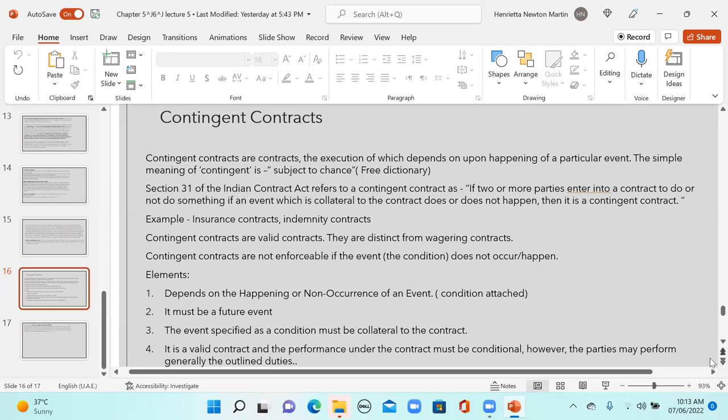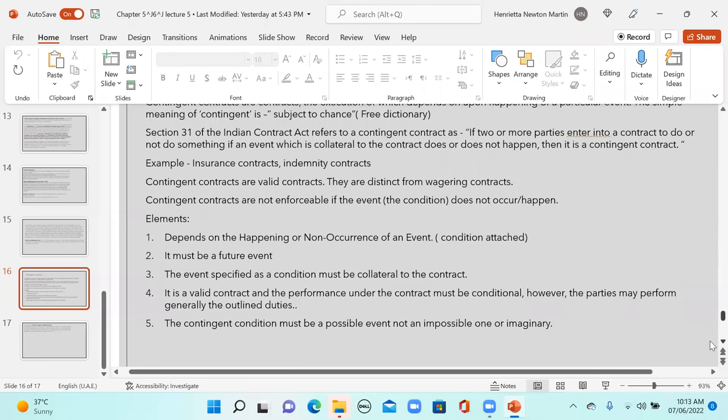So what are the elements? It depends upon the happening or occurrence or non-occurrence of an event. So there is a condition attached. That is something which depends on the happening or non-happening of an event. It is a contingent contract.